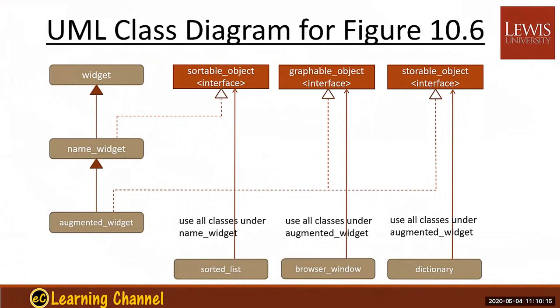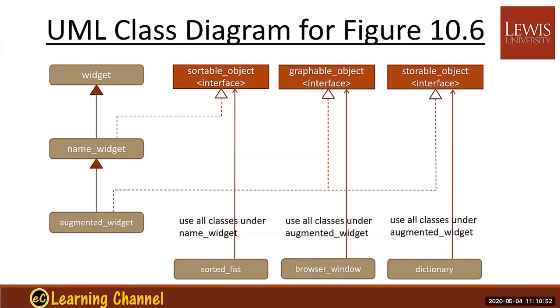So we have widget, name widget, and augmented widget. Augmented widget extends the name widget, and name widget extends the widget. A pure widget is just like an object, you have nothing. Name widget has a name, so it becomes sortable, so you implement a sortable object. Augmented widget is also storable, so it is storable and graphable. It is allowed to do graphing and storage. Is that okay?